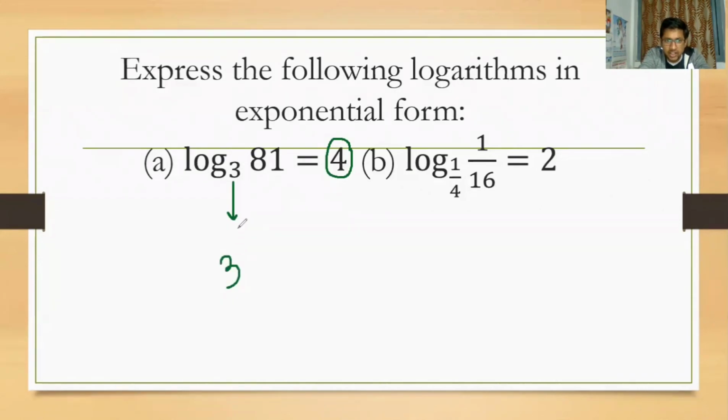Right? And here is my index. So 3 to the power 4 is equal to how much? Is equal to 81. As simple as that, right? I don't think you are going to have any problem with this. Let's go to the next one.